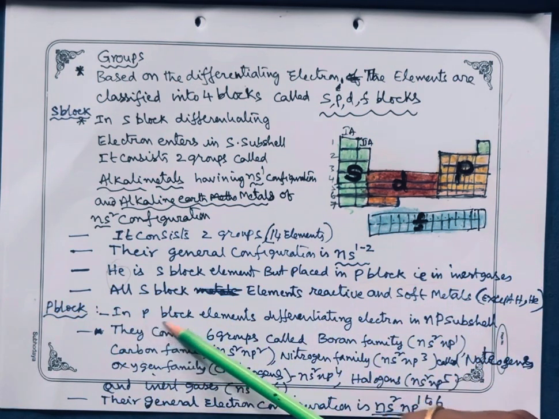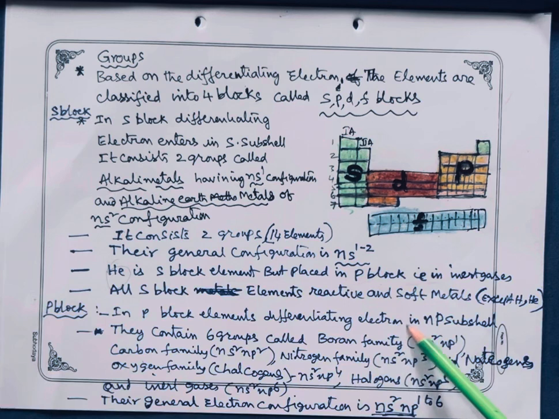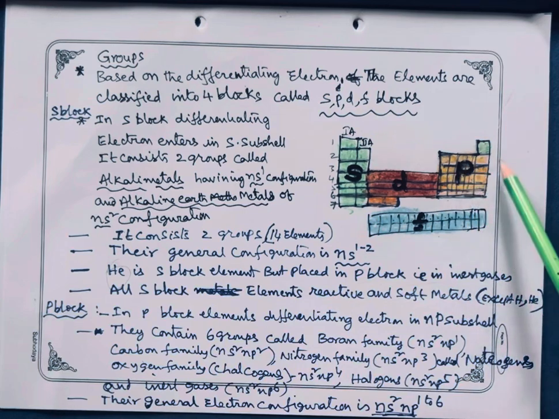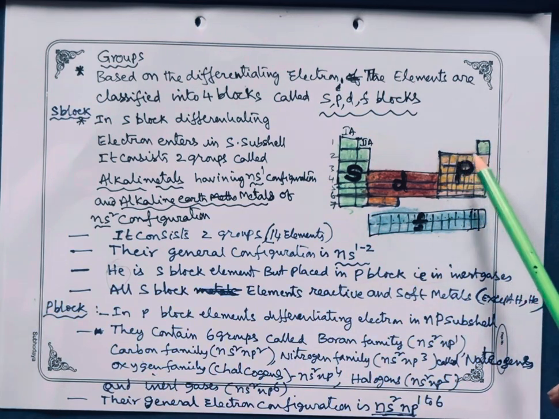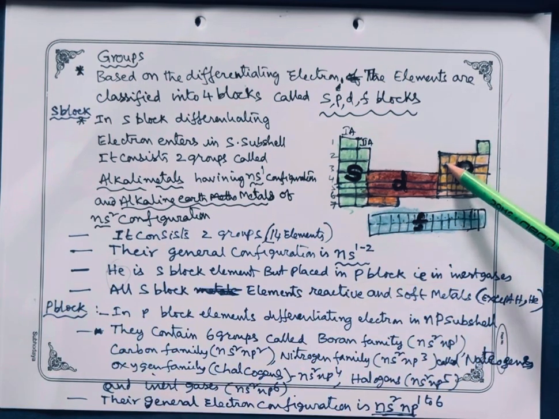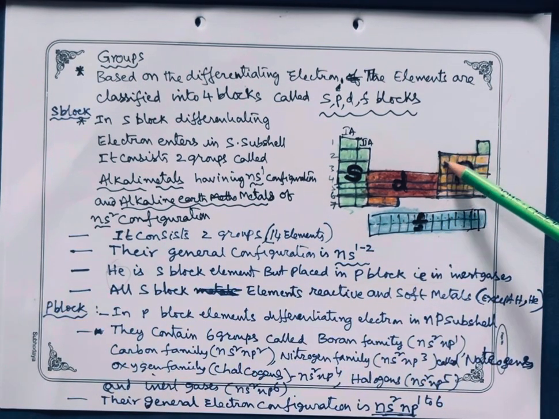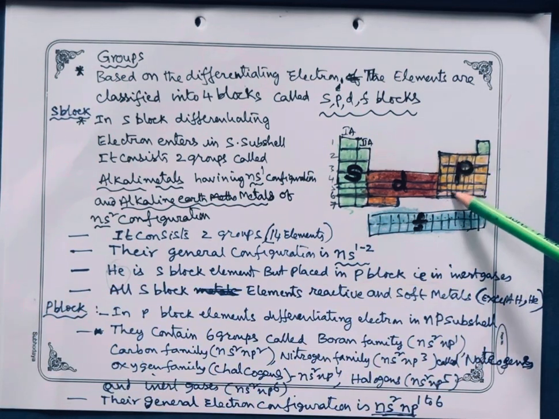P block. In p block elements, the differentiating electron enters the np subshell. The p subshell consists of 6 electrons: p1, p2, p3, p4, p5, p6. So p1, this is the boron family. ns2 np1 you can write. Next comes ns2 np2. This is the carbon family.